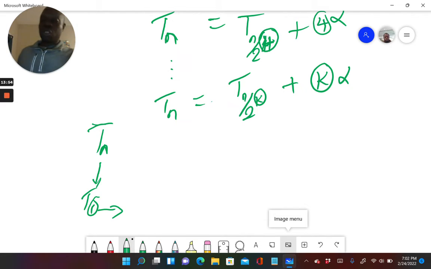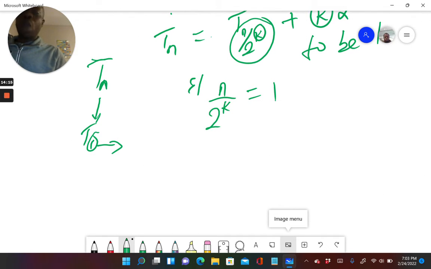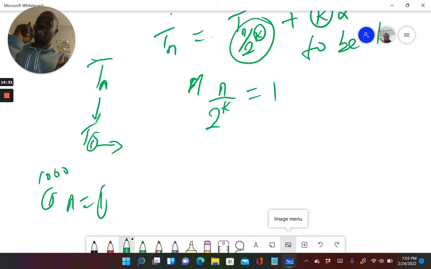N is the number of iterations to perform until you stop, until your n becomes 1. So essentially, I am looking for this right side to be 1. You see that? That means n over 2 raised to the power k must be 1. Why 1? 1 is when I will stop, right? Because you have to reduce it. If you have 1,000 items, you have to search until no more item to search, until the last item when your n is 1. When your n is 1, that is the last item.